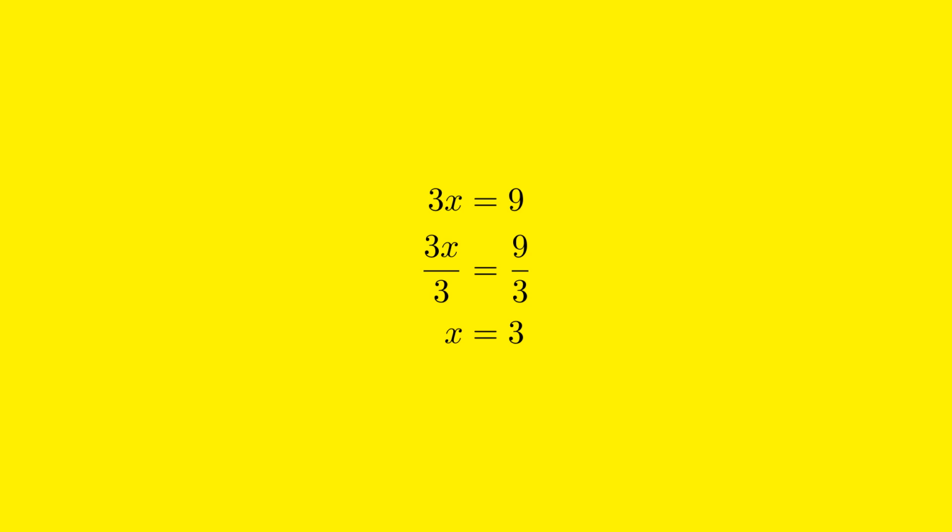Simplifying this, 3 divided by 3 on the left side equals 1, leaving us with just x. On the right side, 9 divided by 3 simplifies to 3. So, our new simplified equation is now x equals 3. This step completes the problem. We have successfully solved for the variable x, finding that x equals 3.